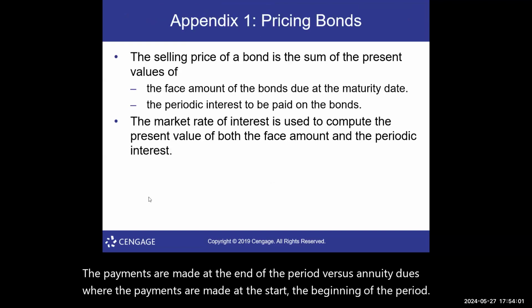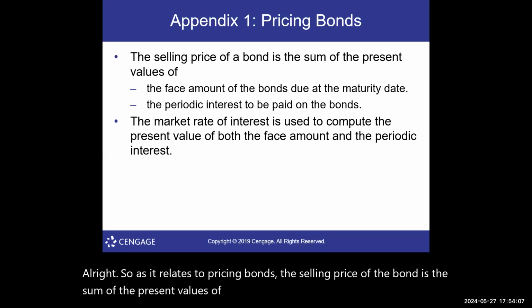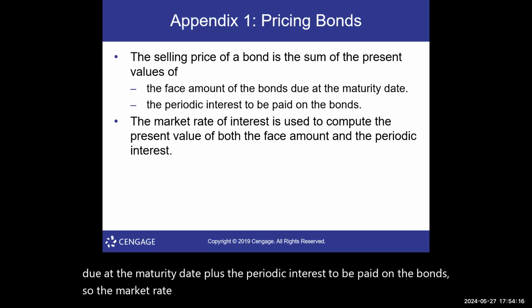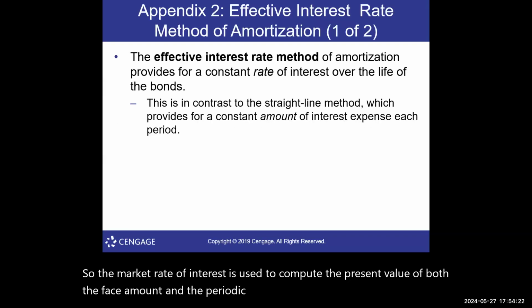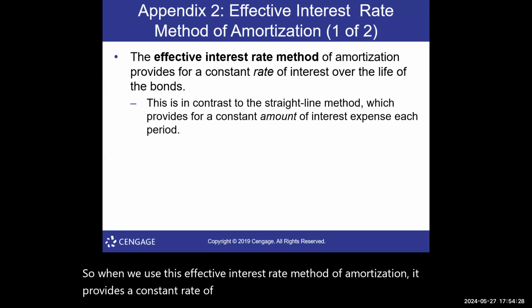All right, so as it relates to pricing bonds, the selling price of the bond is the sum of the present values of, as mentioned, the face amount of the bonds due at the maturity date, plus the periodic interest to be paid on the bonds. So the market rate of interest is used to compute the present value of both the face amount and the periodic interest. So when we use this effective interest rate method of amortization, it provides a constant rate of interest over the life of the bonds.